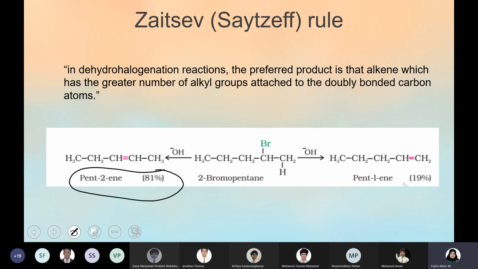So after analyzing the two products, you can see here there is only hydrogen on this double bonded carbon. But when you look here, there is an alkyl group, and on this side also there is one alkyl group. Like that, if you look into the products, the one with more alkyl groups attached to the double bond will be the major product. That is how you decide the major product.